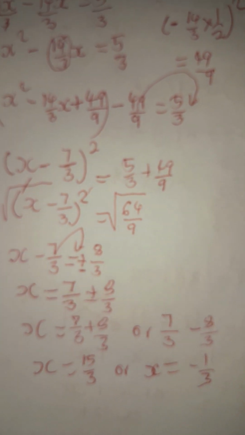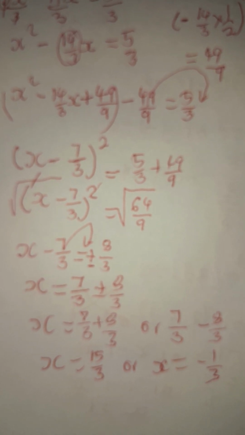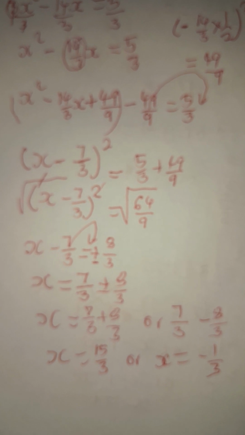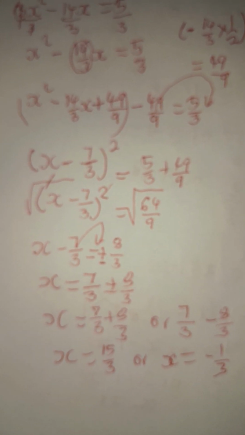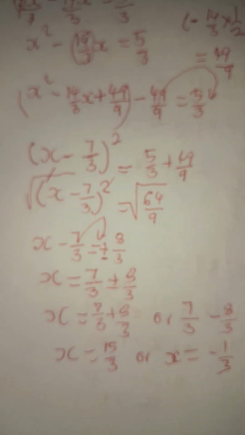So first things first, your learners should divide by 3, and after that they will apply what we call completing the square. So that's how you can work with 2.4. Guys, hope you find it useful. Let's go to 2.5.